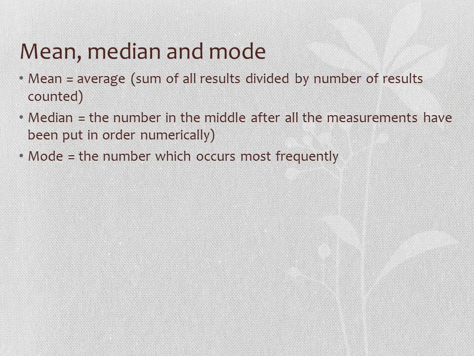Median is the number in the middle after all the measurements have been put in order numerically, so laid out from the smallest to the biggest. It's just the number that happens to be in the middle. And the mode is the number that shows up most frequently in the list of the numbers. So I'm going to show you an example of this.